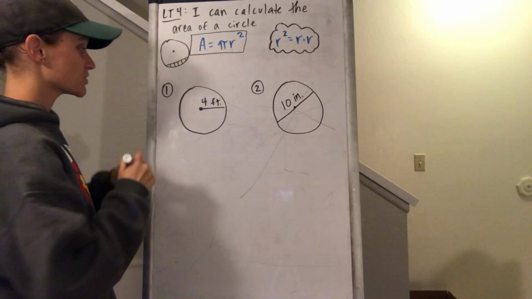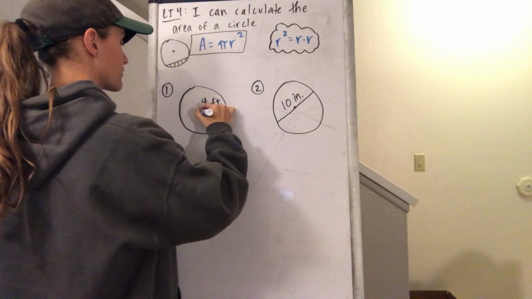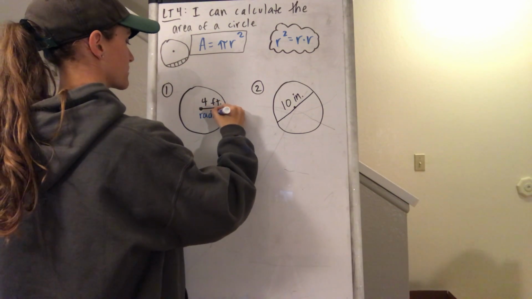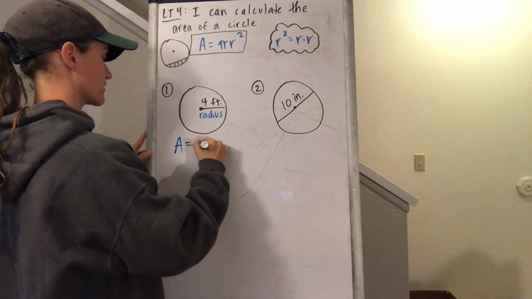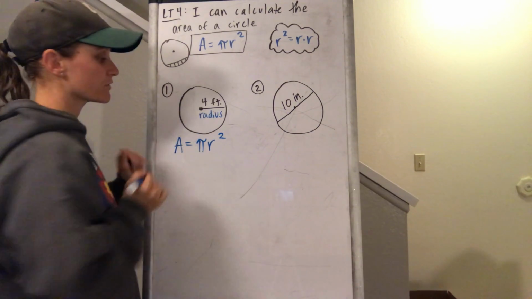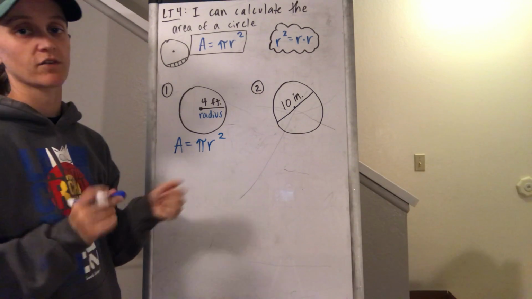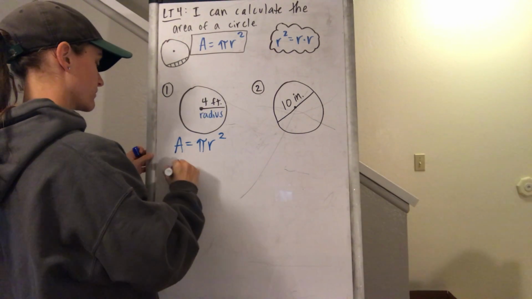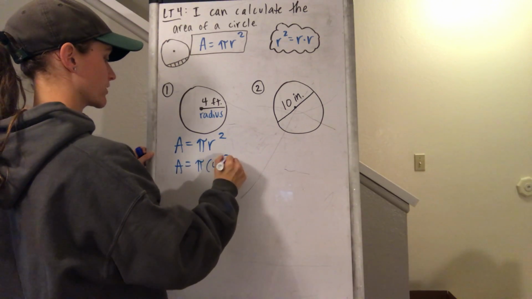Okay, so for my first circle, my radius is 4 feet. Remember the radius is the one that just goes from the center to the outside. Okay, so I have area equals pi r squared. If you can remember the formula, then all you're doing is just plugging in the radius and then finding the answer. So my radius here is 4, so I have pi times 4 squared.